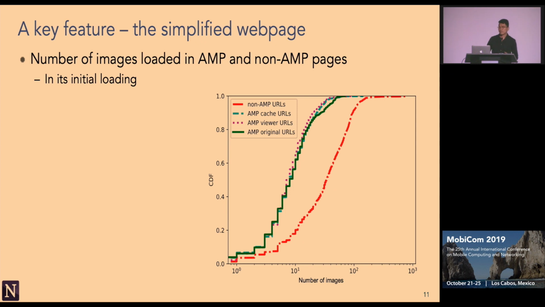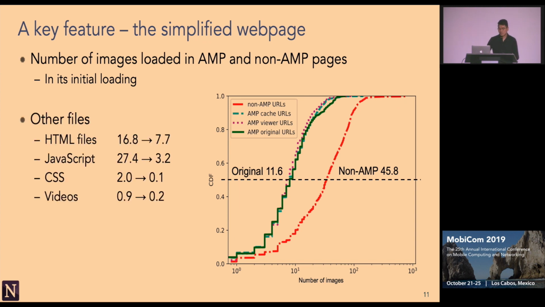This CDF shows the number of images loaded in different versions of the page in its initial loading. As you might see, the non-AMP version has 4 times more images than its AMP version, and the difference between AMP versions is almost negligible. The other major types of objects show similar trends, and we think this implies the huge impact of the format restriction of AMP, because page loading time is affected by the number of objects almost directly.